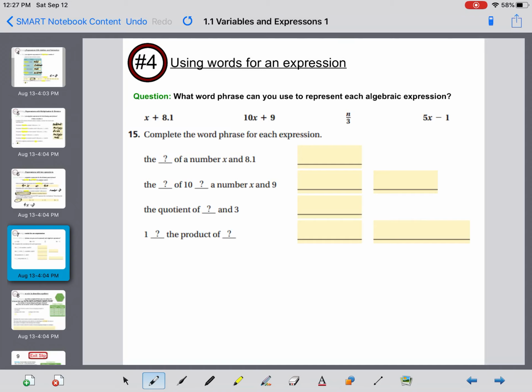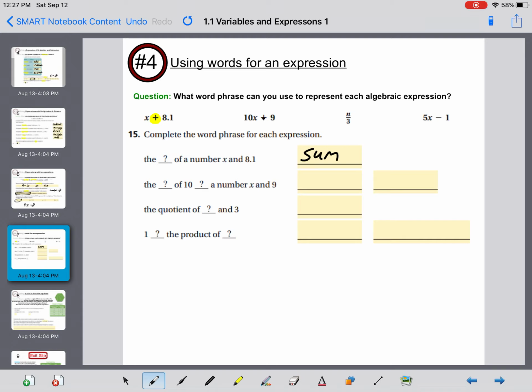Using words for an expression, what word phrase can you use to represent each of the algebraic expressions below? Notice there's 4 of them, and there's 4 phrases. The first one, the blank of a number x and 8. Well, I see a plus sign here, and that 3-letter word for the result of addition was sum.